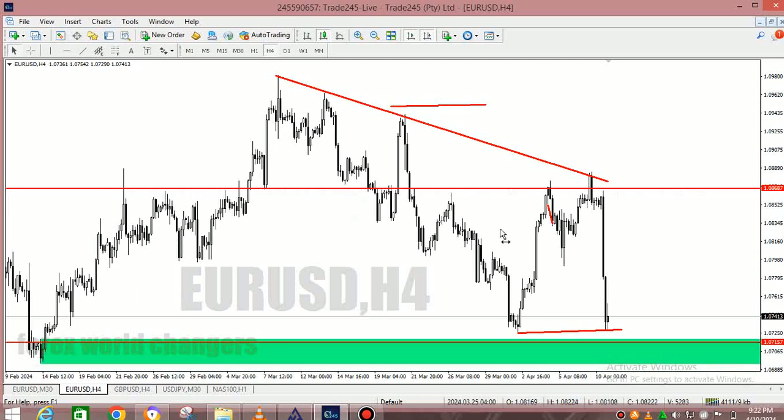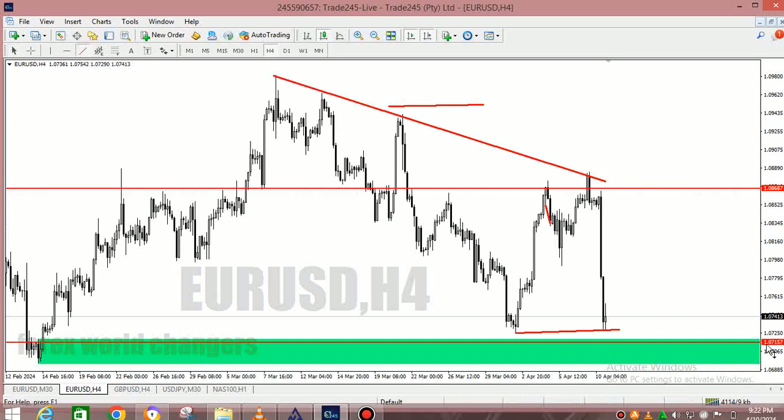This might be a buy here, so I'm expecting the price to respect this zone, come here and decide to go up again, and break this whole zone. Your stop loss needs to be below this zone. So I don't know.